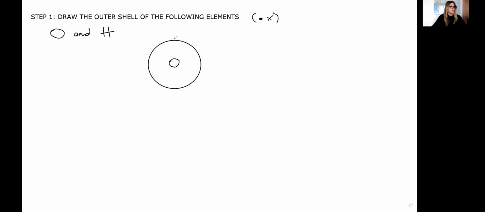So oxygen would have 6 electrons. I will put them as dots, and we fill these up like this, one on each side, and then we pair them up. So a total of 6, and let's leave it there. The next element is hydrogen. Hydrogen has just 1 electron in the outer shell, which means that I will write it as a little x. So this is the first step.